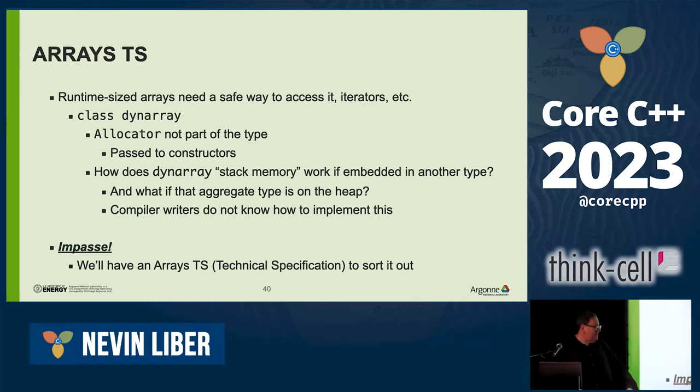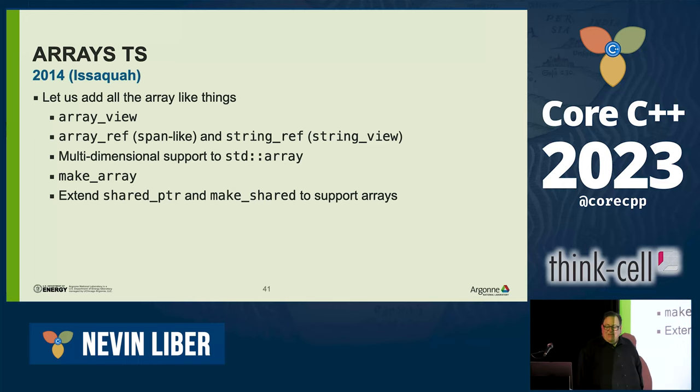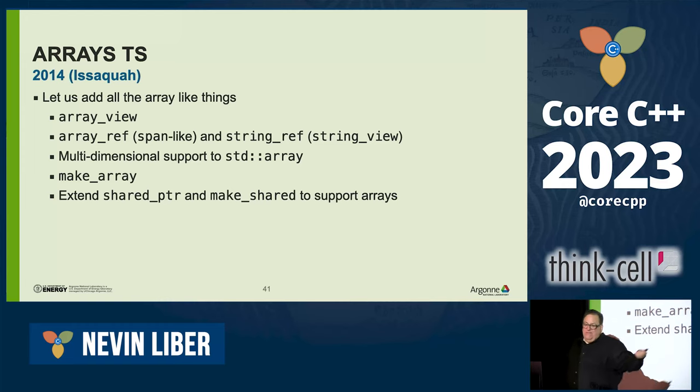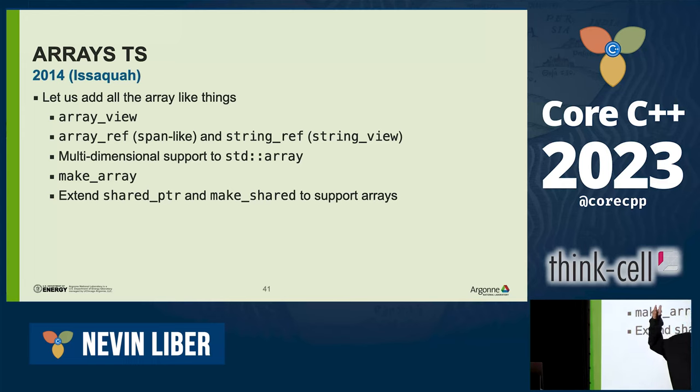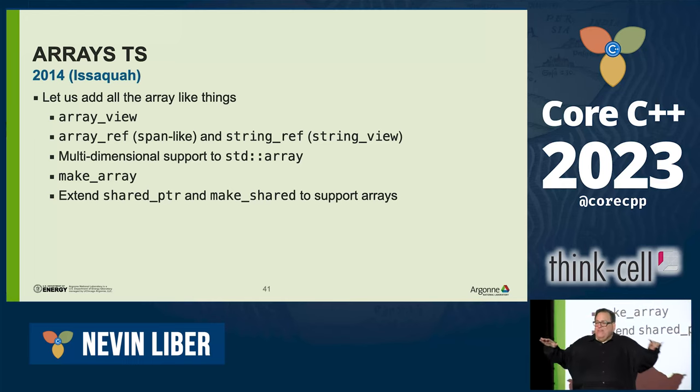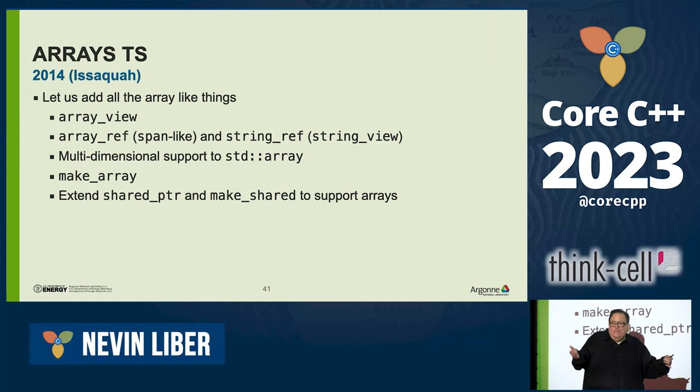So the array TS was kind of boring. And the SYCL meeting comes and it's like, okay, what other array things do we have that we can put in this technical specification? So array view was the obvious choice. There was array ref, which is kind of what span is, and then string ref, whose name changed to string view, as proposed by Jeffrey Yasskin at Google. One thing people were adding is, do we do standard array with multi-dimensional support? Do we add more template parameters? That's an ABI break, but back in those days, most of us weren't really thinking about that.